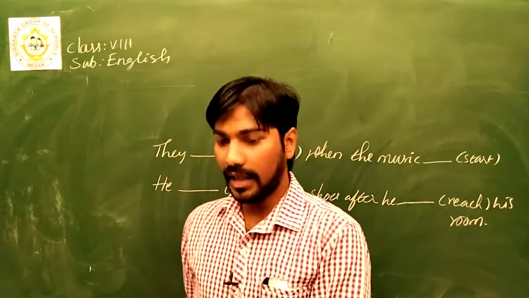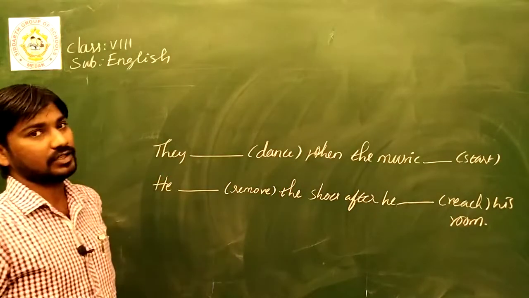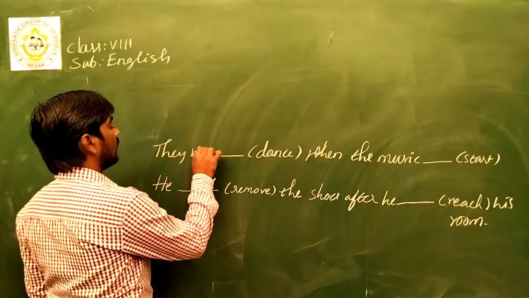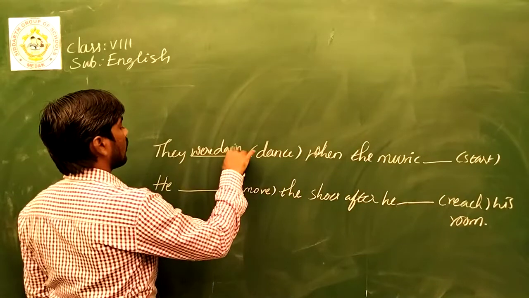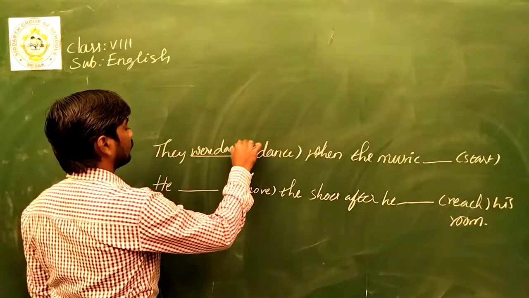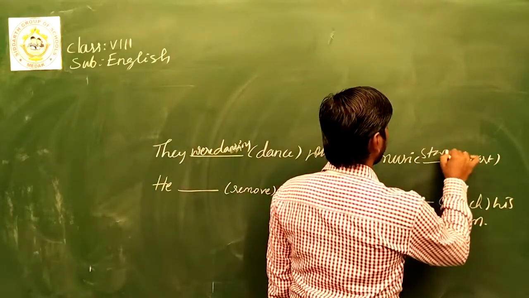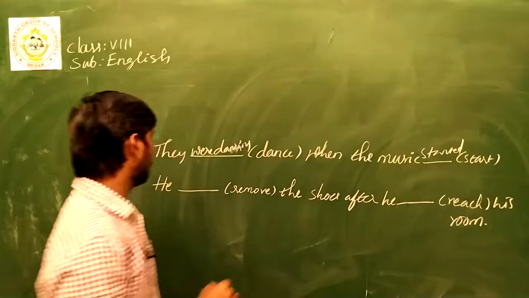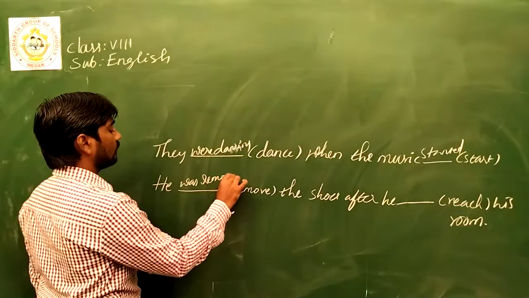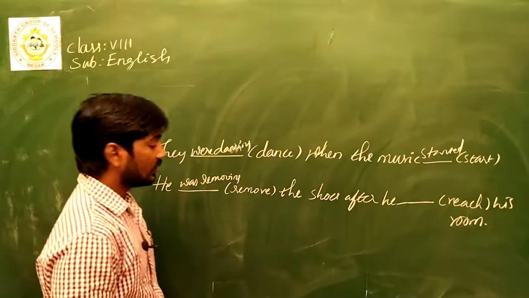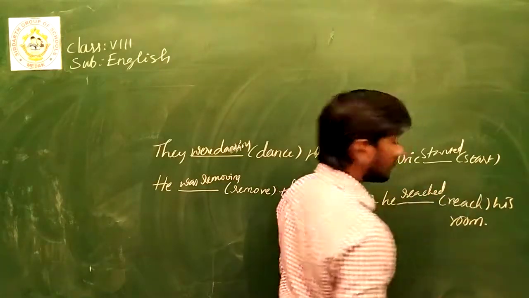Answers. That will be the end. First one, they dash when the music dash. So they were dancing when the music started. Next one, he was removing his shoes after he reached his room.